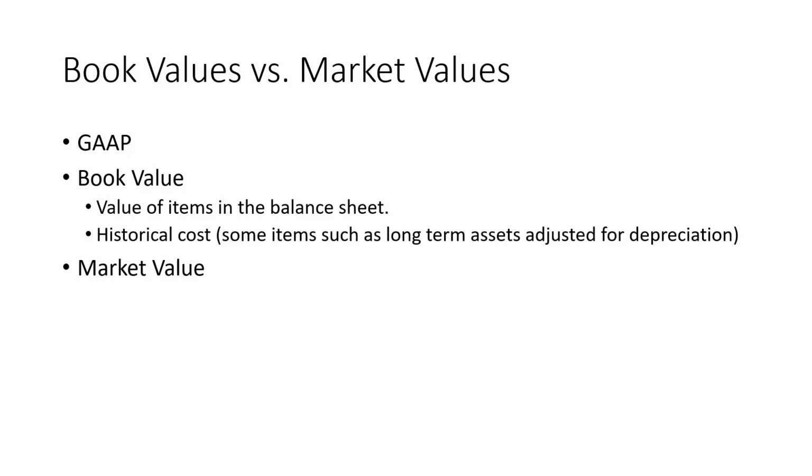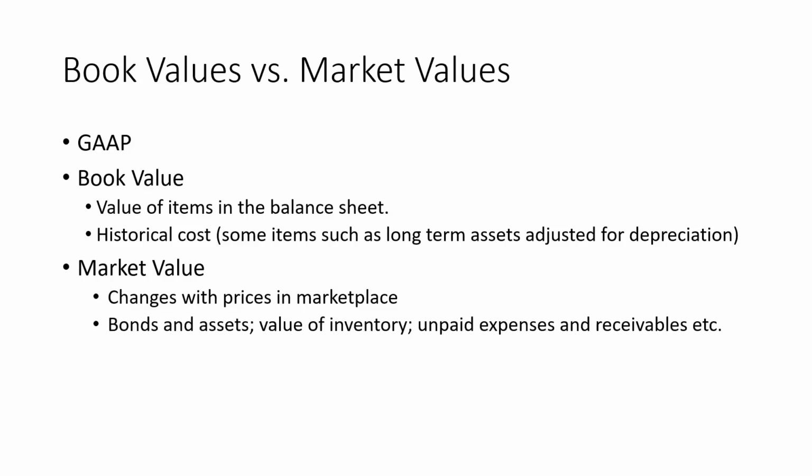So the market value balance sheet is dynamic in nature, as the prices in the marketplace keep changing, and it's also cumbersome to maintain because you have to constantly keep on looking at the market values. The most volatile assets and liabilities that fluctuate with the market value are bonds and other assets. Property, plant, and equipment, not so much, but it does change as well. Value of inventory is extremely volatile. Unpaid expenses, receivables, etc. could also change in value over time.